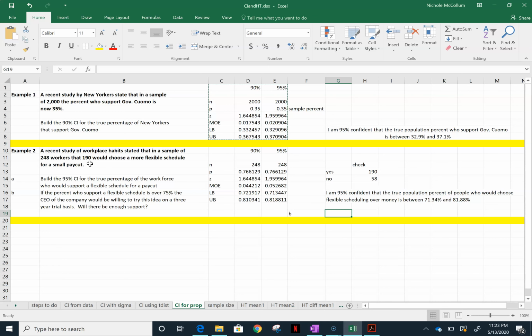And my answer is simple. My answer is no. 75% is in the CI. And so that means there is a chance the lower bound is true. And if the lower bound is true, we don't have over 75% willing, right? The true percent in the workforce.